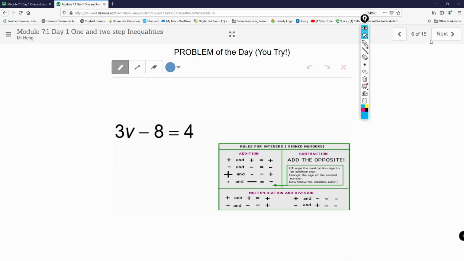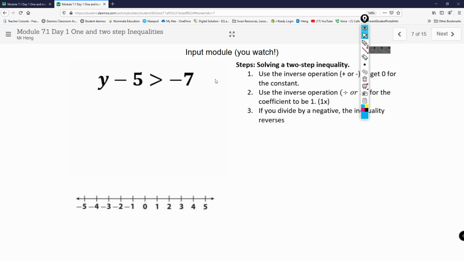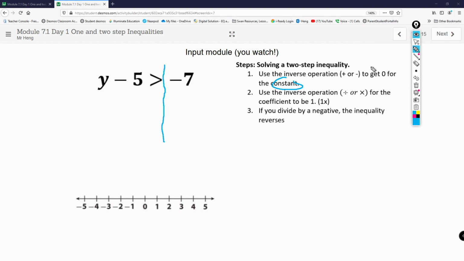Okay, so here's the problem of the day, which again, you're supposed to try, but I'm not going to do that one. Here's the one that you're going to work on new that is the same thing, but you have an inequality instead of an equal sign. So all you've got to do is, first of all, draw that line that you usually draw right after the inequality. Then read the steps here. You want to make the constant a 0. So what is the constant here next to the variable? You've got to make that a positive 5 because you want to undo that negative. And if you do that to one side, you've got to do it to the other.